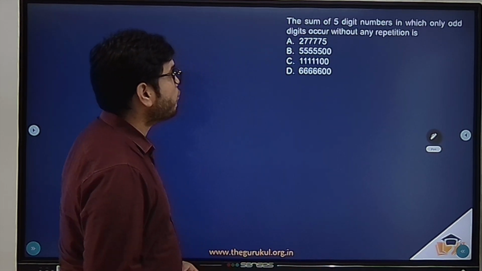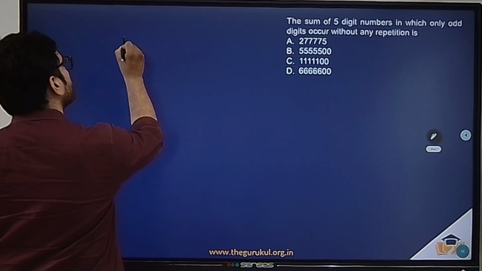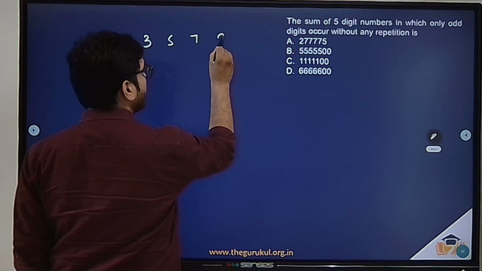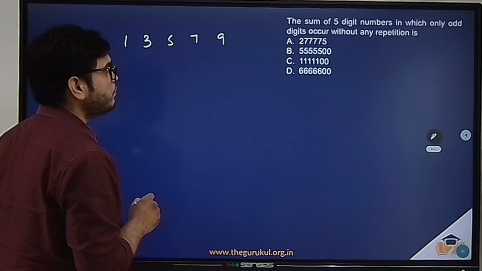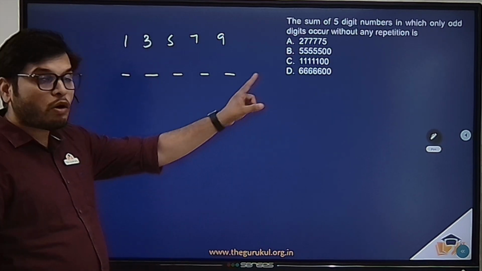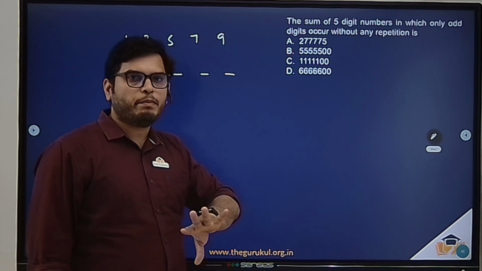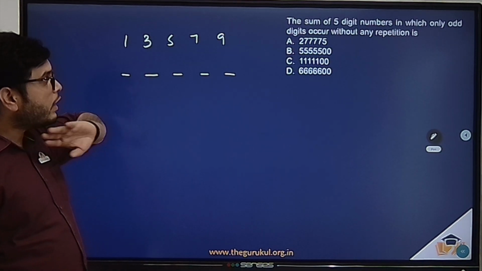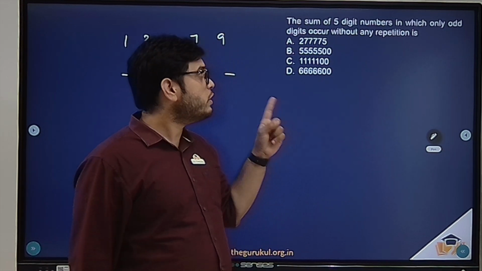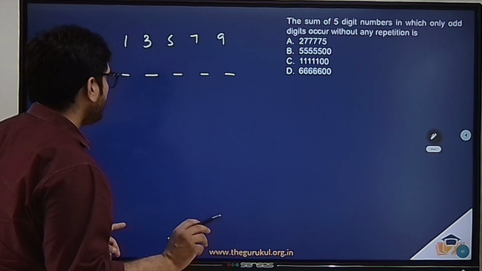Now coming to the second question: the sum of 5-digit numbers in which only odd digits occur. So we have digits 1, 3, 5, 7, 9, forming 5-digit numbers. We are asked to find the sum without any repetition. To answer these types of questions, we have a simple formula. All the digits should be different, there should not be any repetition, and 0 should not be among the digits. If that's the case, you can apply this formula.